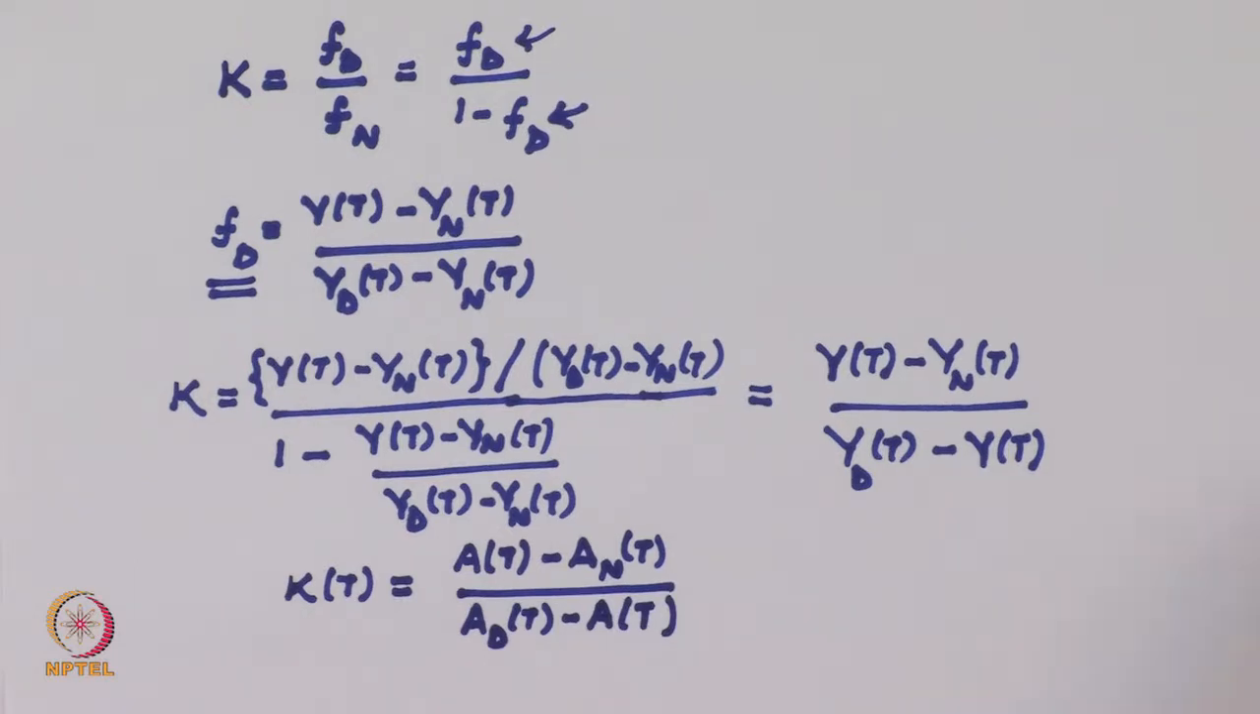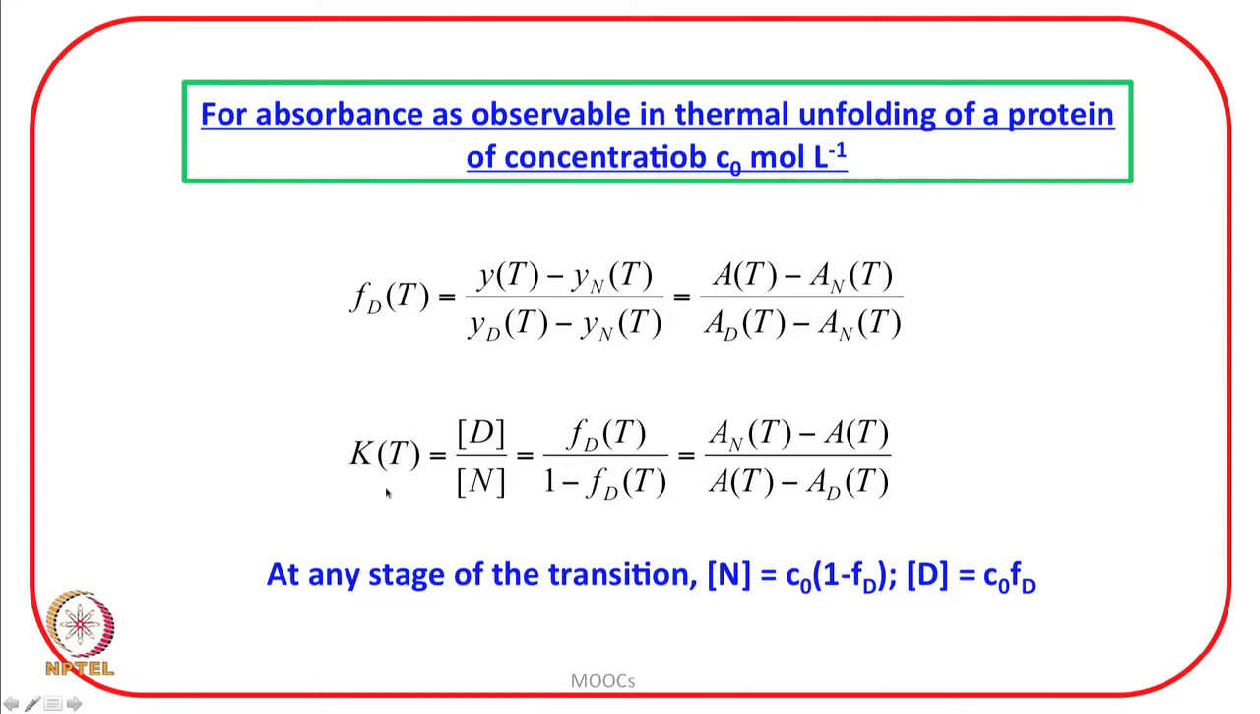Now, let us go back to the slide, and that is what is shown over here, that we can get the equilibrium constant at any temperature from the spectral measurements. And once I have the temperature dependence of this equilibrium constant, I can easily get the enthalpy.